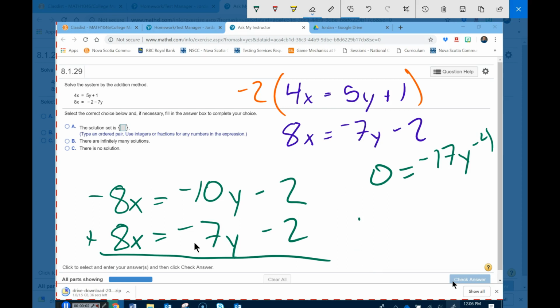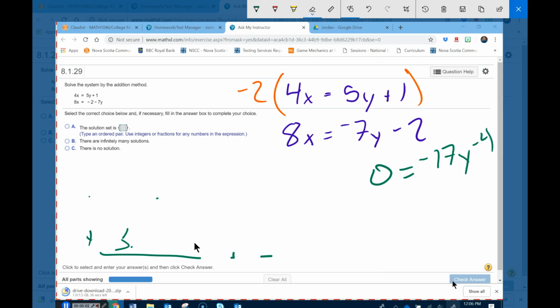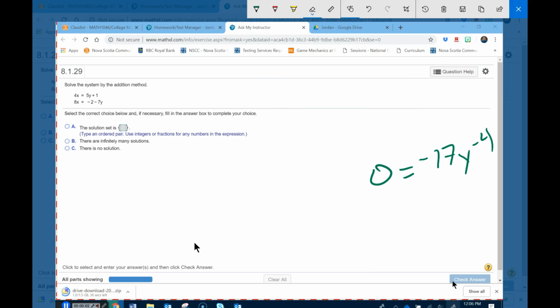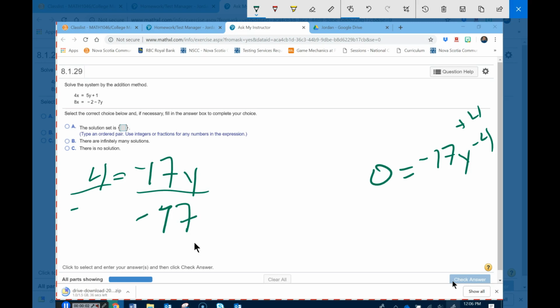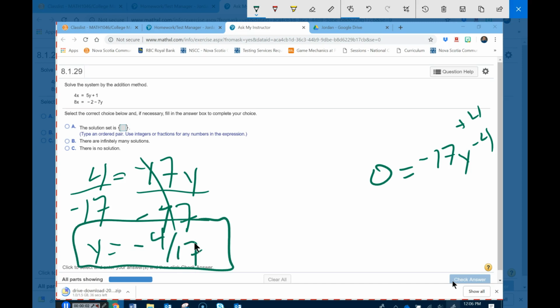I have limited space on this tiny screen, so I'm going to just clean some of this up. Please bear with me for a sec. I'll get rid of all this stuff. Okay, now we're going to do some algebra. I'm going to add 4 to both sides, so 4 equals negative 17y. And then, as I'm sure you got to, I'm going to divide both sides by negative 17. So y equals negative 4 over 17. 17 is a prime number, so I know that's in lowest terms.